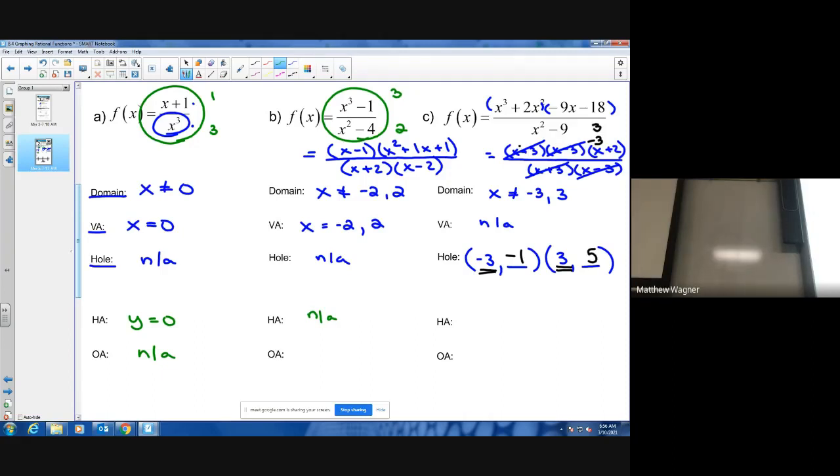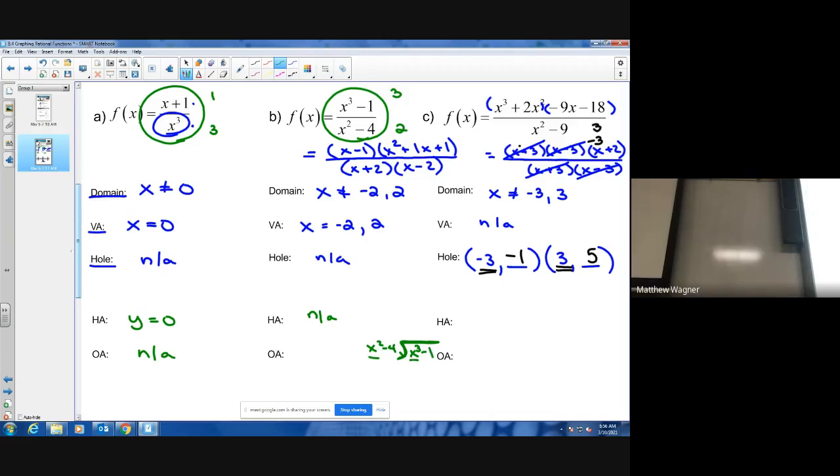In these situations, again, when the power is bigger on top, there could potentially be an oblique asymptote. Okay, or actually there is an oblique asymptote. We didn't have holes in this graph, nothing canceled. So then the question is, how do we figure out my oblique asymptote? Well, what you do is long division. x cubed minus 1 divided by x squared.